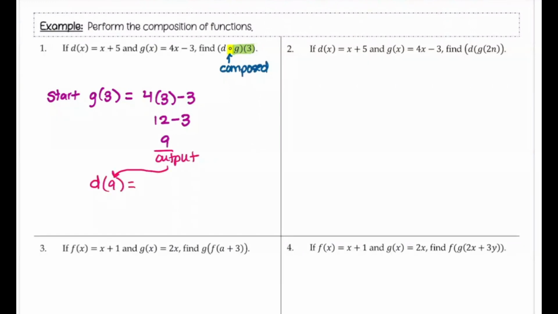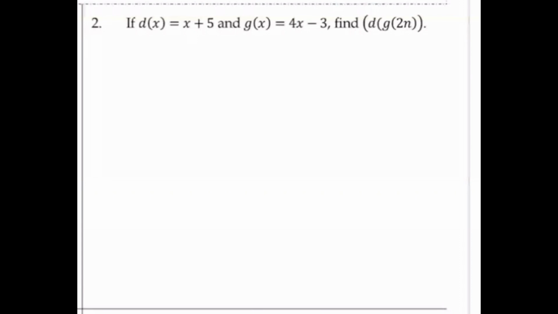So the d function says x plus 5, in this case the now new input, 9, plus 5, which gives a result of 14. Let's look at question number 2. We have the d function, which is x plus 5, and the g function, which is 4x minus 3. We have find d, parentheses, of g of 2n. Again, we have a function and another function within. So we are dealing with a composition. D composed of g of 2n.